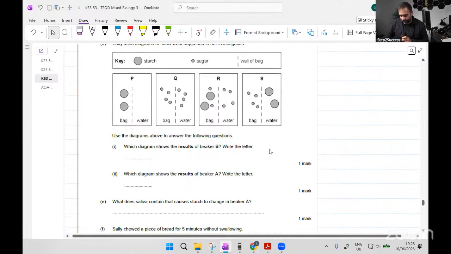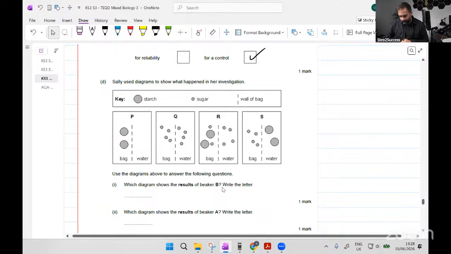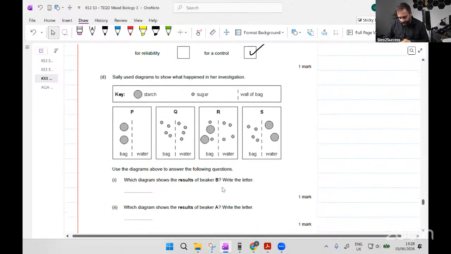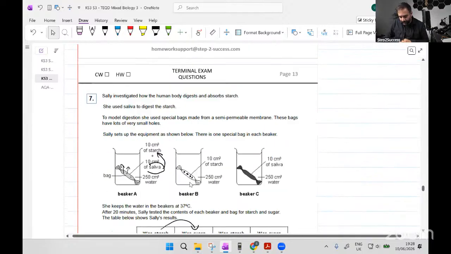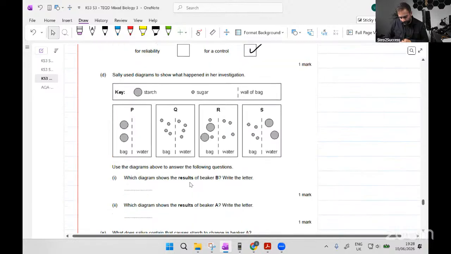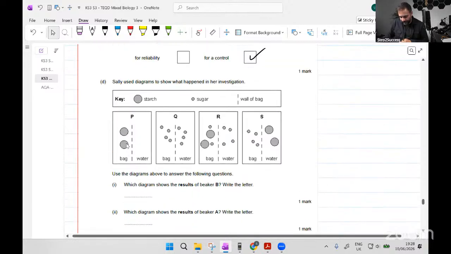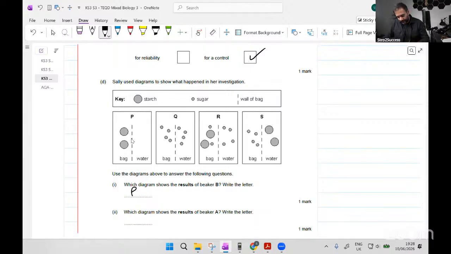They used diagrams to show what happened in her investigation. Which diagram shows the results of beaker B? So beaker B was the one where there's starch inside, but it's too big to get out. So isn't it P? Yeah, P, because there's only starch, nothing broken down, and then it just doesn't get out, so it just stays there.